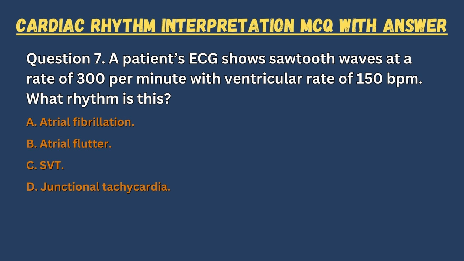Question 7. A patient's ECG shows sawtooth waves at a rate of 300 per minute with ventricular rate of 150 BPM. What rhythm is this? A. Atrial fibrillation. B. Atrial flutter. C. SVT. D. Junctional tachycardia.